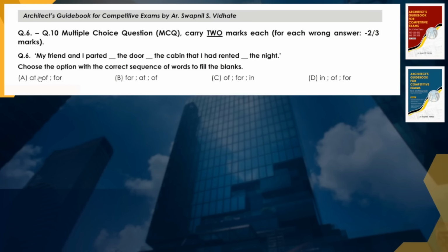So "at" and "in" will decide the final answer. My friend and I parted in the door will be the incorrect one, which is mentioned in option D. So "at the door" will be the correct one, right? So my friend and I parted at the door of the cabin that I had rented for the night. So option A will be the correct answer, right?